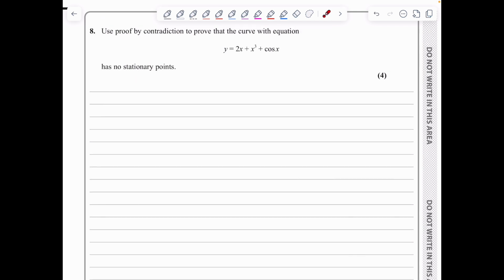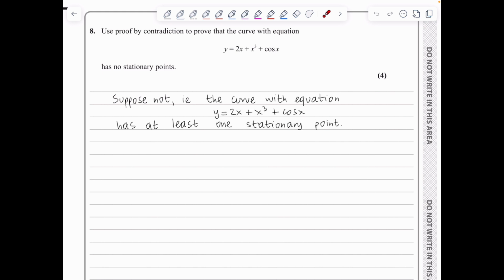In question 8, we need to use proof by contradiction to prove that the curve with equation y is 2x plus x cubed plus cos x has no stationary points. Well, in proof by contradiction, we always start with the negation of the statement we're trying to prove, so the opposite of what we're trying to prove. So we say suppose not, which means that the curve with equation y is 2x plus x cubed plus cos x has at least one stationary point.